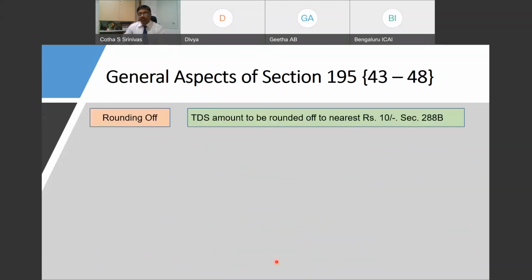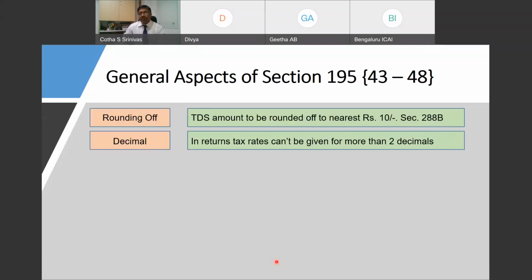Rounding off: TDS amount is to be rounded off to the nearest rupee 10 under section 288B. Decimal: in the entire returns that you will be filing for TDS, tax rates can't be given for more than 2 decimal points. So if you get a tax rate of more than 2 decimals, say 3 decimals, you have to round it off to the nearest 2 decimals and do the TDS. Otherwise, we cannot file 27Q.